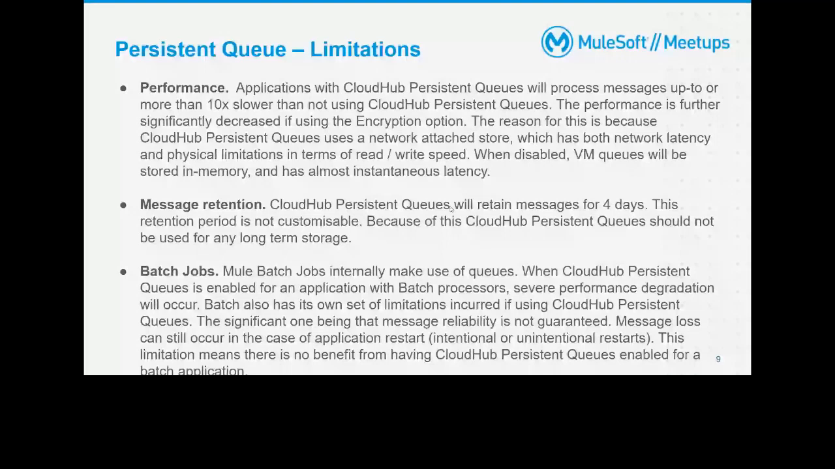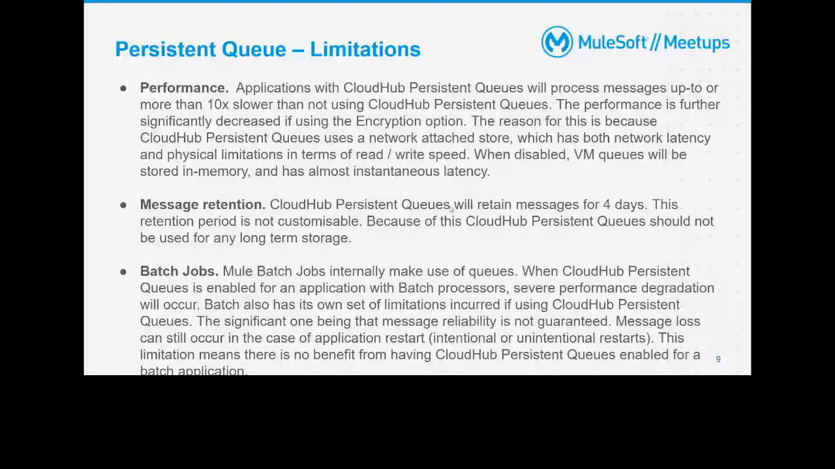The batch application is already using internal queues for its processing, so it is recommended not to use the persistent queue for batch processing. It will not guarantee 100% delivery, and you cannot enable the reliability pattern. So there are various limitations that you need to consider while implementing the persistent queue.